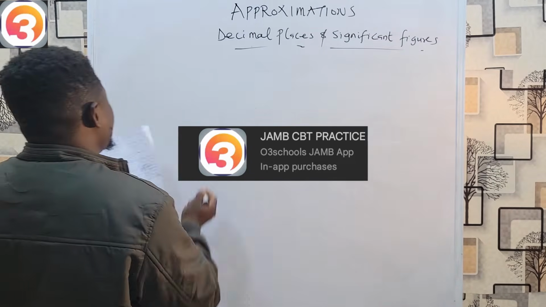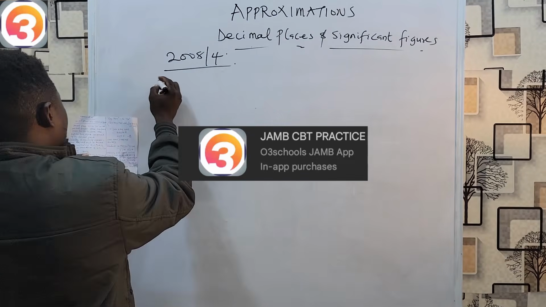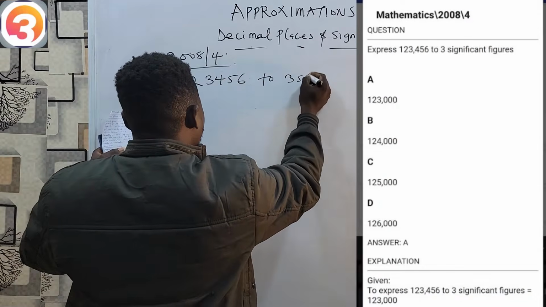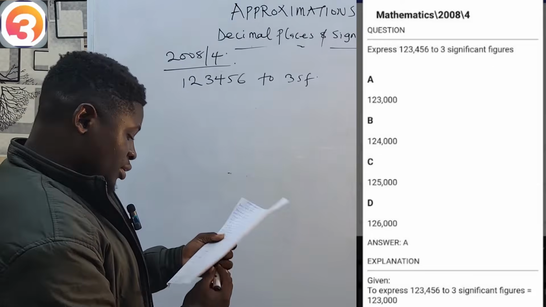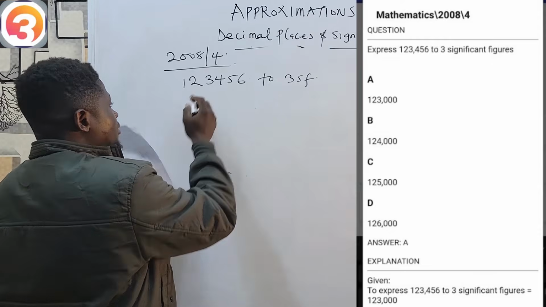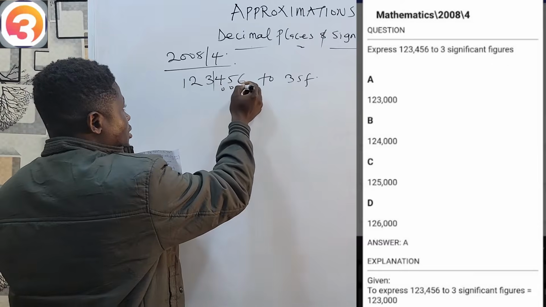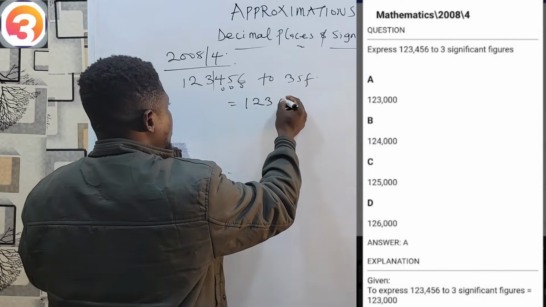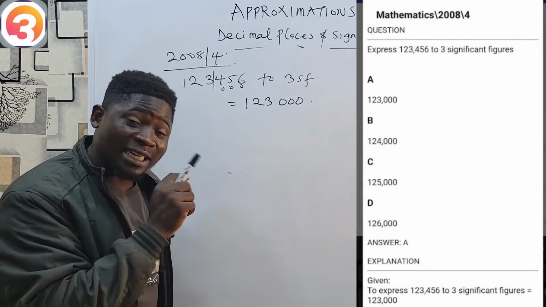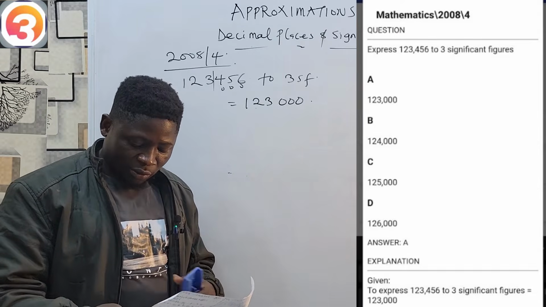This is 2008, number 4. So this one says express 123456 to 3 significant figures. So our options are there. Now, to 3 significant figures, what do we do? We start from here: 1, 2, 3, and then what? We rule. Is 4 round up or round down? We round down. So this becomes 0, 0, 0. Our answer becomes 1, 2, 3, 0, 0, 0. Very simple. This was a full JAMB question. If you underrate it, you see that something as simple as this, you fail it. That is option A.